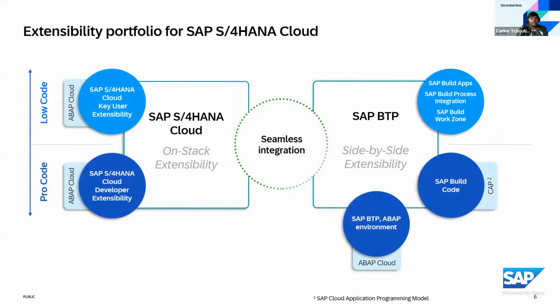Having said that, on the screen you can see our extensibility portfolio, the different options with the technologies available on the different stacks. On the left, we have the possibility to develop extensions directly on SAP S/4HANA Cloud. Here we have the so-called key user extensibility in the area of low-code, no-code tools. And we have the developer extensibility with the full-blown ABAP development tools using the ABAP Cloud development model.